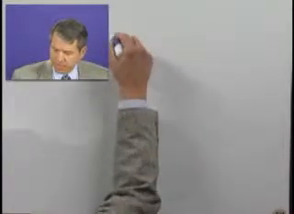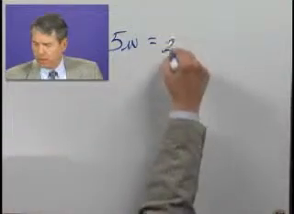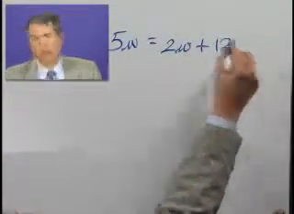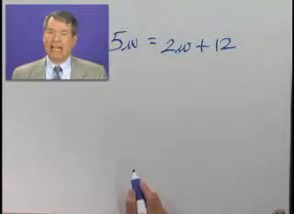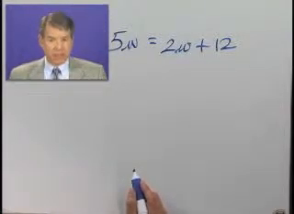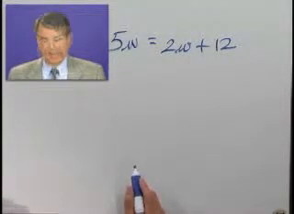One of the big problems is if you have the variable on both sides. You can't let that stand, you have to fix it. Let's look at this example. Suppose you have 5w equal to 2w plus 12. You have w on both sides. That's not good. The idea behind solving an equation is to get the variable isolated.